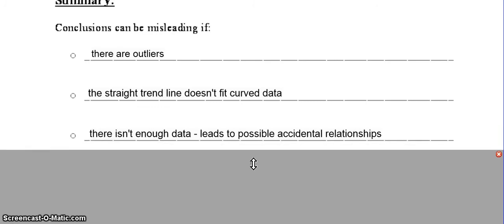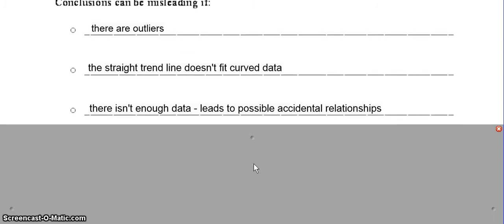If your sample size is small and there isn't enough data, it leads to possible accidental relationships. So you have to be careful that your sample size is large enough to make good conclusions.